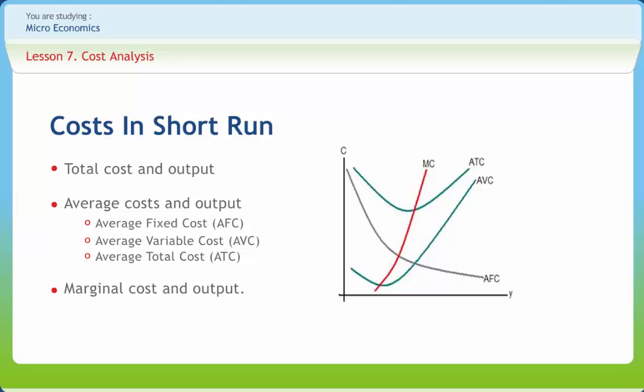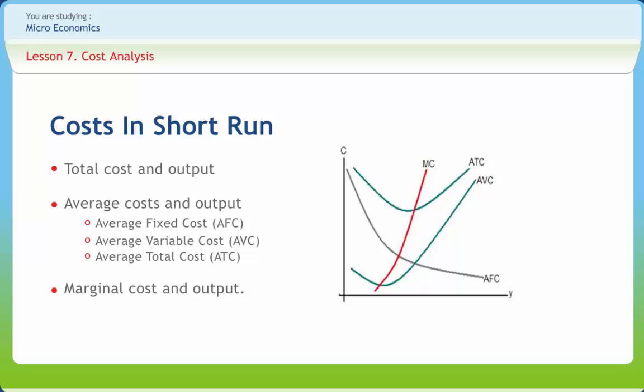The properties of the average cost, AVC, AFC, ATC, and marginal costs can be briefly described as follows. AFC declines continuously, approaching both axes asymptotically. AVC first declines, reaches a minimum, and rises thereafter. When AVC attains minimum, MC equals AVC. As AFC approaches the horizontal axis asymptotically, AVC approaches ATC asymptotically.